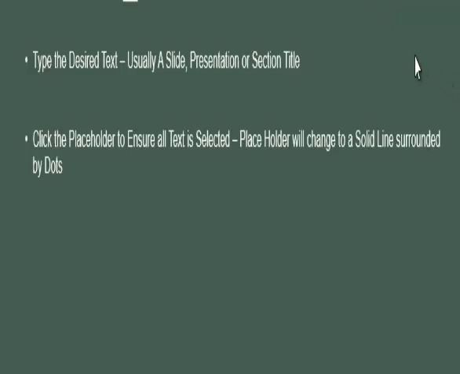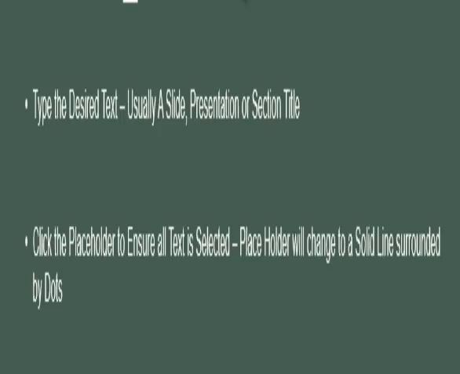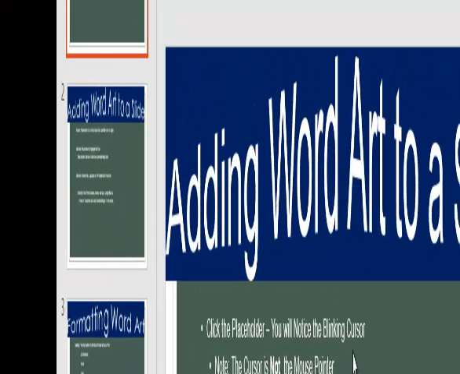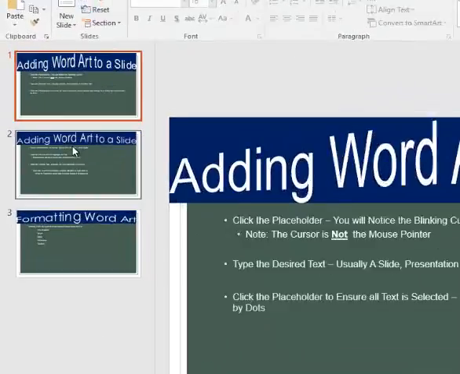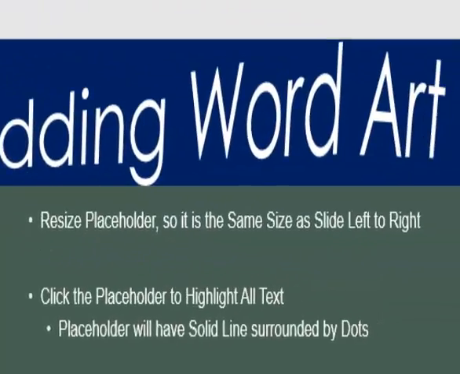For example, these steps here in creating the word art for the slides, where I mentioned that the blinking cursor is not the mouse pointer. Okay, and if you have a blinking cursor, you cannot format the text, such as converting it to word art. That is why we mentioned having the solid line, the solid placeholder with the dots around it.